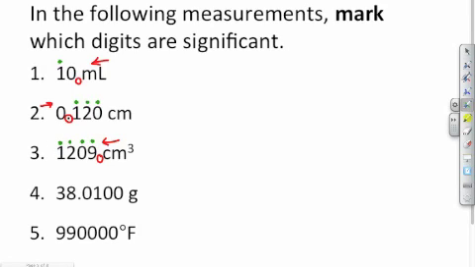Okay, I'm going to give you 4 and 5 to work on your own. When I tell you to press pause, I want you to do so, and then try to see if you can identify which digits in these measurements are significant. Then I want you to press play, and I will write up what the answers for these two are, and you can see if you got your answers correct. Go ahead and press pause now.